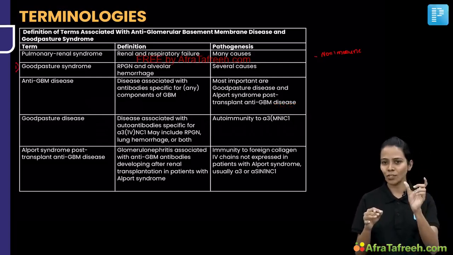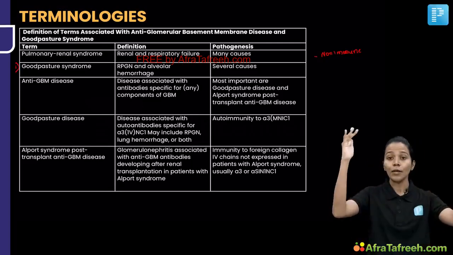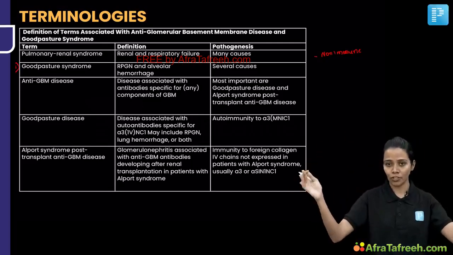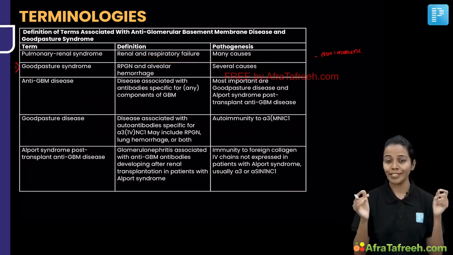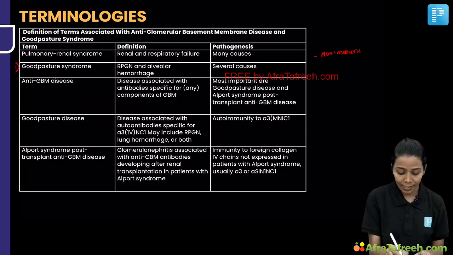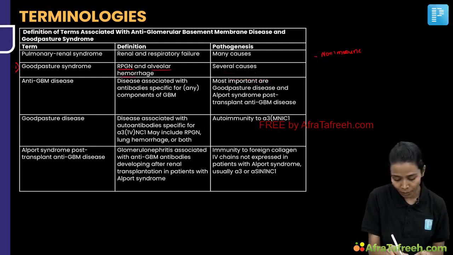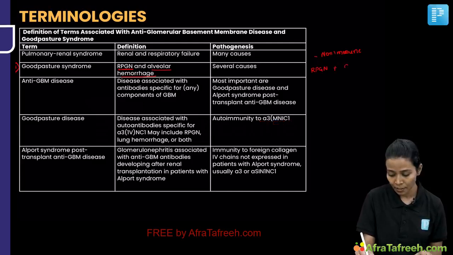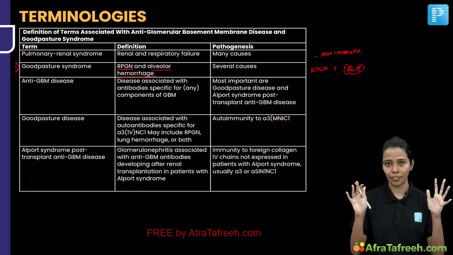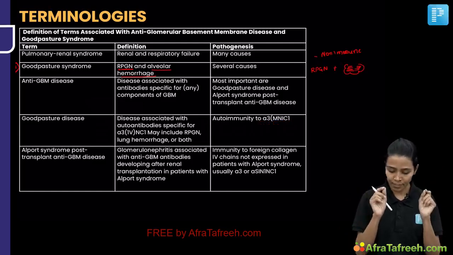So you know, once the word syndrome comes, it means it is a broad or a huge terminology under which subheadings will be there. So Goodpasture syndrome is any condition in which there is rapidly progressive glomerulonephritis and alveolar hemorrhage. That is RPGN plus there is blood in the alveolus. Okay, alveolar hemorrhage. So this is called as Goodpasture syndrome.